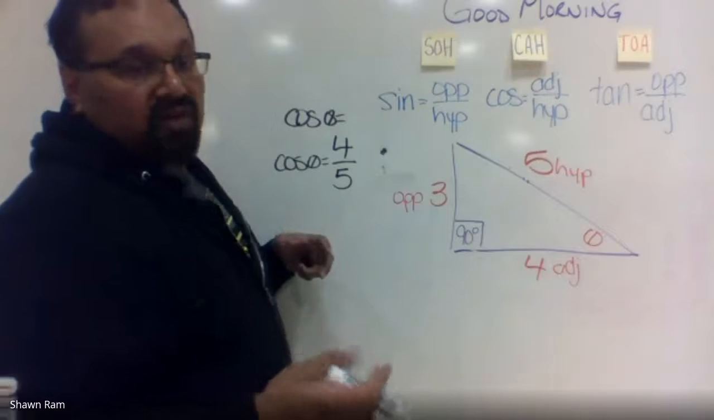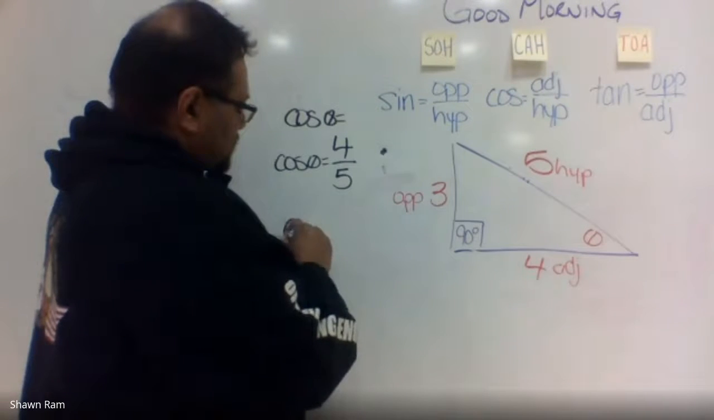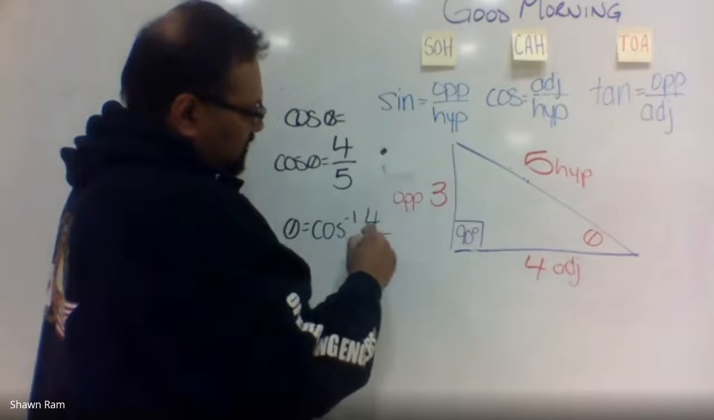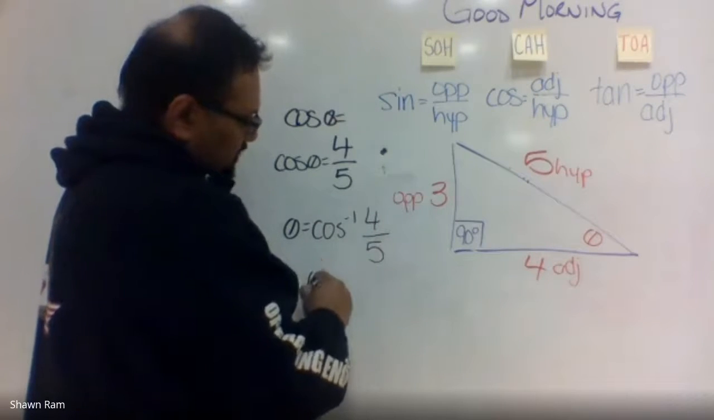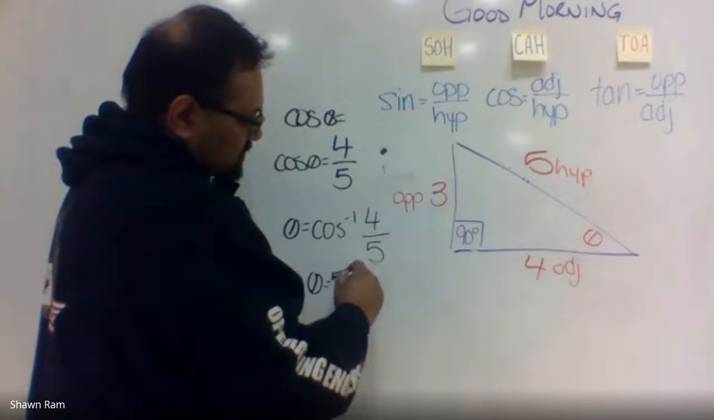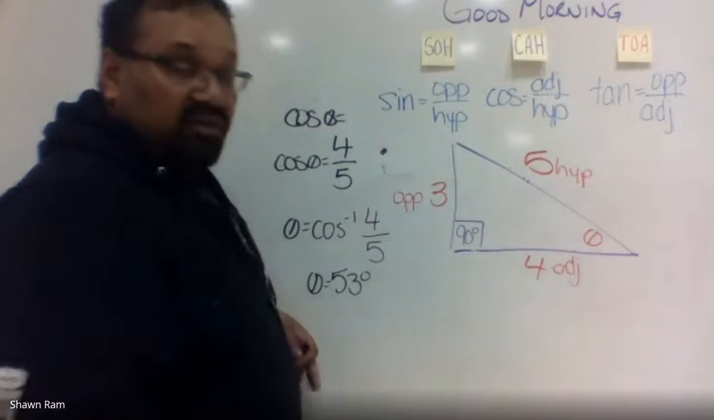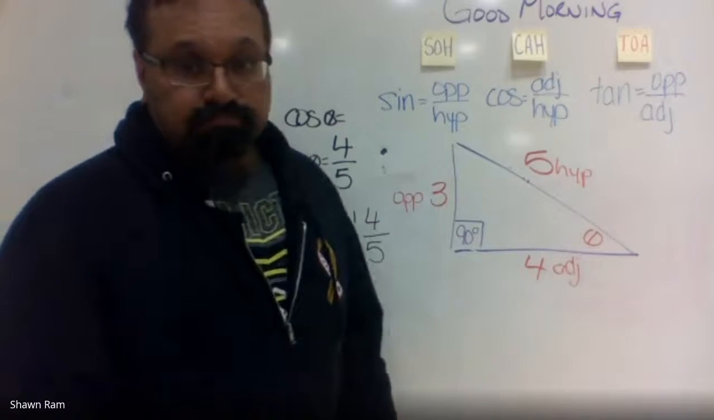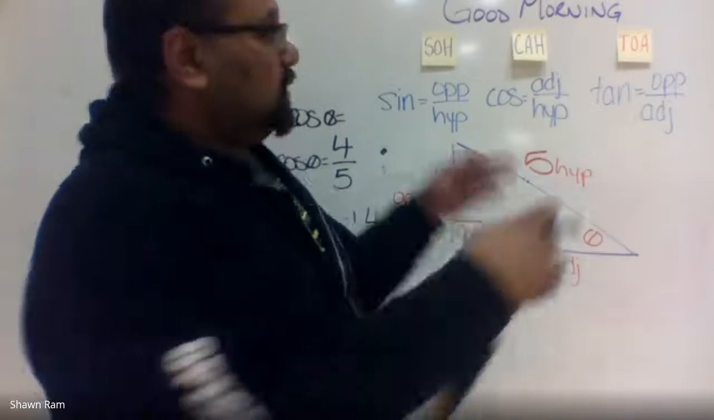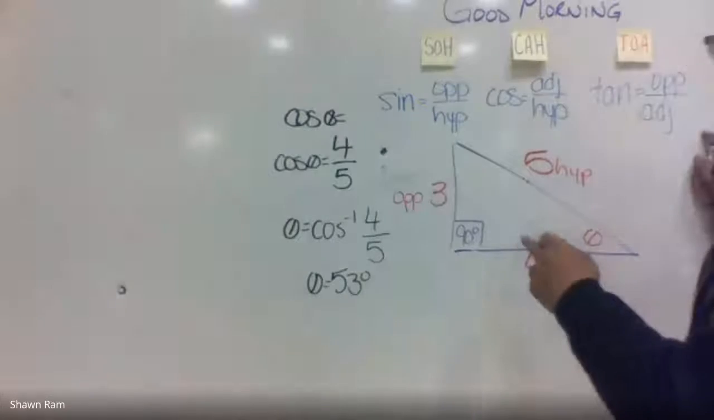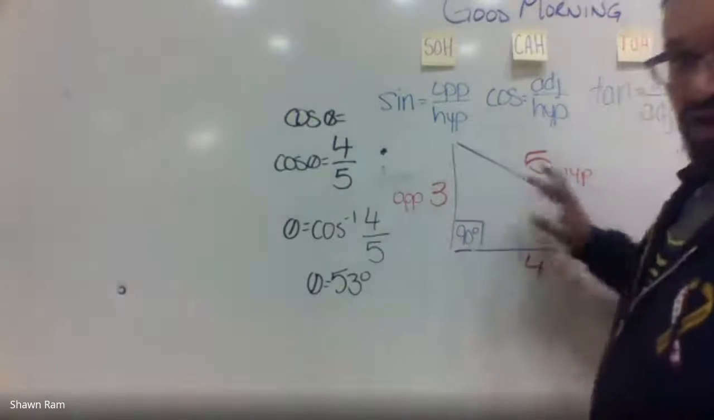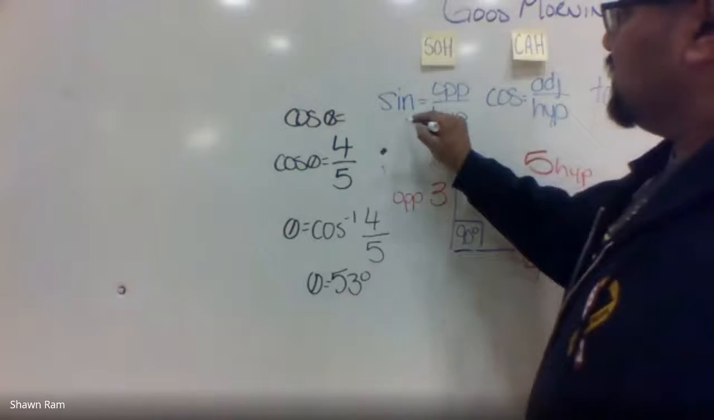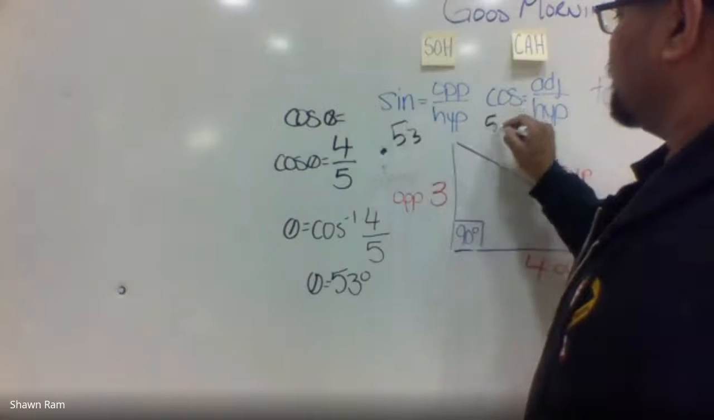Now, when you punch this in, remember we punch it in, cos inverse, 4 divided by 5. You're going to get theta is equal to 53 degrees. When we go through the tangent, we're going to find that all of these ratios for this triangle, looking for this angle, is going to give you 53.